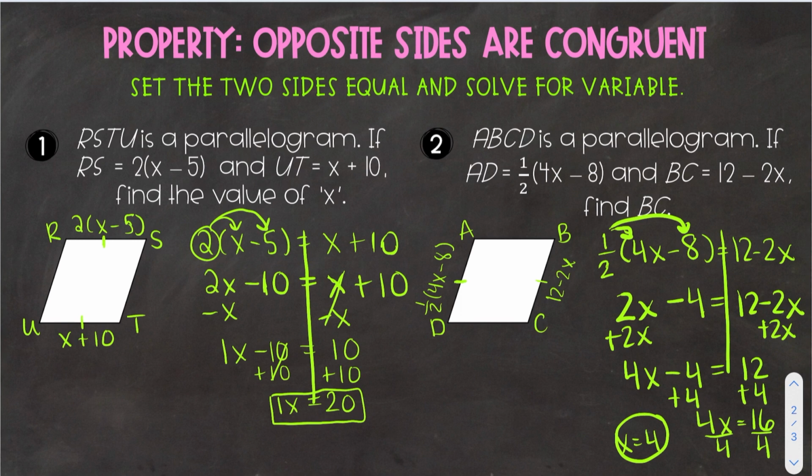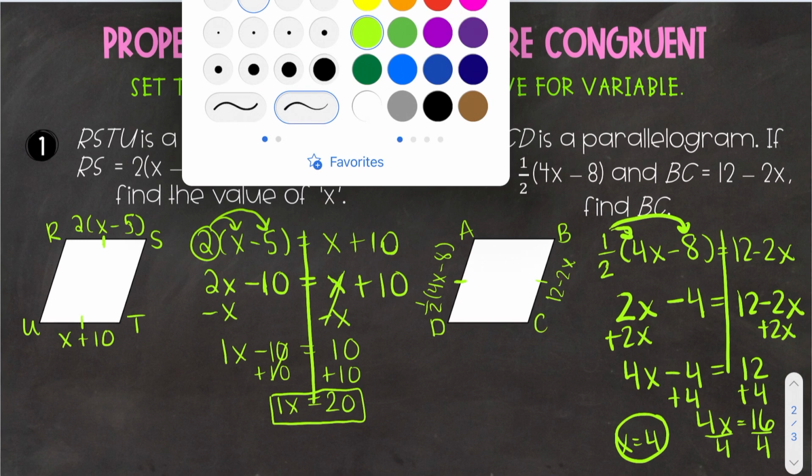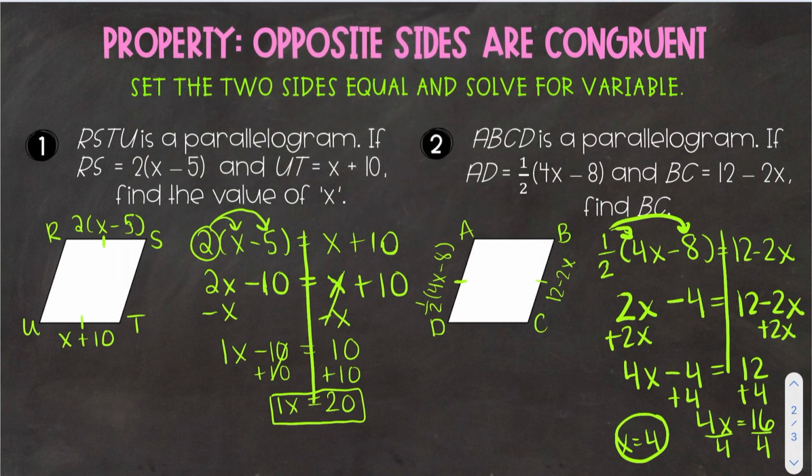Okay, but if you read the problem, it says find BC. It did not say find x. So what we're going to do is plug in for BC. So let's go to this side. So BC equals 12 minus 2x. So we're going to substitute the value that we just found. So we found x equals 4, so we're going to substitute the value in for x.